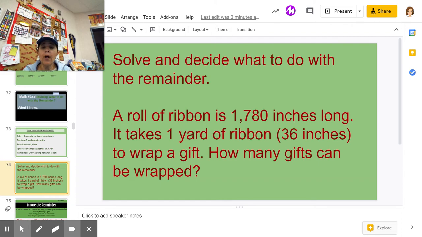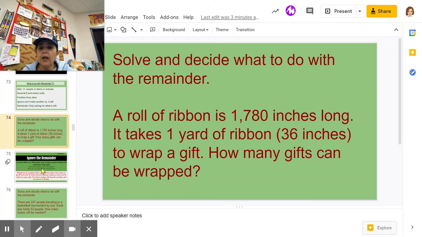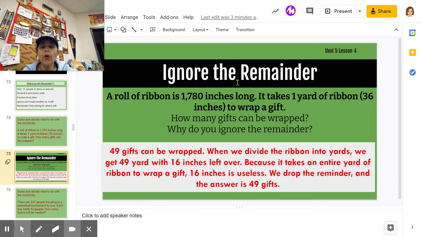Okay, we know it's division because we're working with division, right? So what would we do with the remainder if we have anything left over? For this one, you ignore the remainder. Why would you ignore it? Because if you divide 1,780 by 36, you're going to get 49 gifts with a remainder of 16. So you're going to get 49, remainder 16.